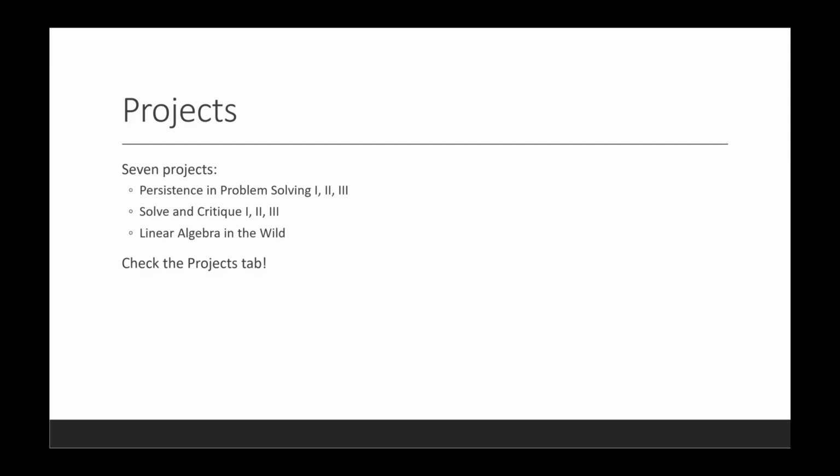Linear algebra in the wild is the only term project. In other words, it is assigned now and due at the end of the term. Right now, only persistence and problem solving 1 and linear algebra in the wild have been assigned. At any time, you can see which projects have been assigned by going to the projects tab. Only those projects which are visible in that tab have been assigned.